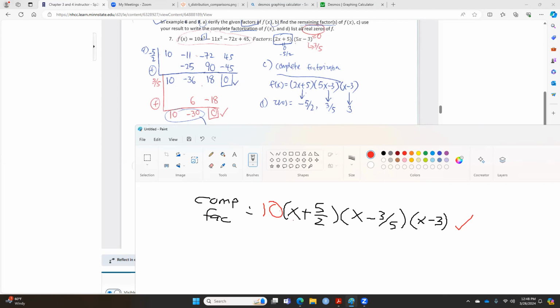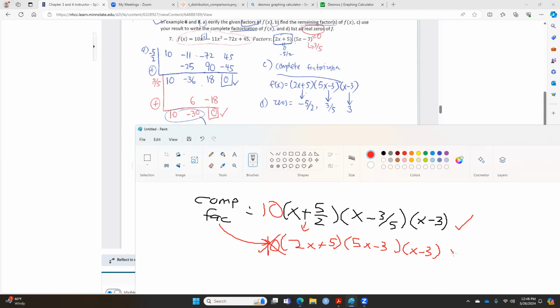Or if you do not want to put a 10, you just write this without fractions, because we can write x plus 5 over 2 as 2x plus 5. You multiply everything here by 2, that's why you get 2x plus 5. And if you multiply this whole thing by 5, you will get 5x minus 3. And then you have x minus 3 over here. So if you write this as a complete factorization form, then the 10 in front is not needed. It's because when you multiply 2x and 5x, you already get the 10 in front.